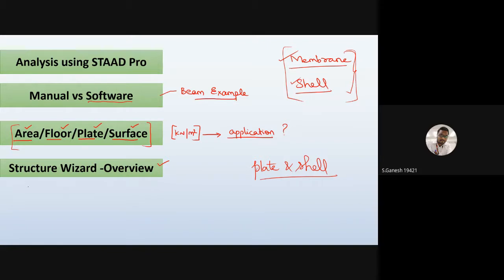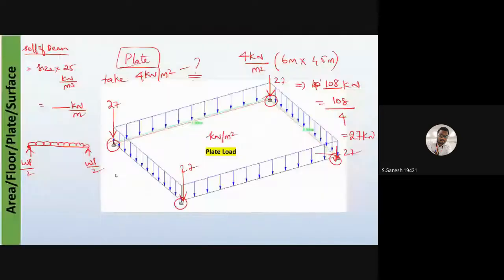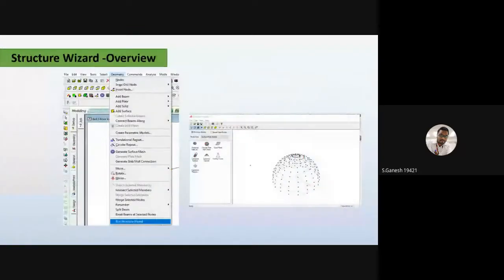Then coming to the last part today, the structure wizard overview. So what is the structure wizard? It's a set of predetermined structures, the pre-inputs. You can directly give the inputs and you get various types of structures, a circular beam or arc. You can get your domes and cooling towers. It is in the geometry tab, and at the end you can get your structure wizards. Once you click on structure wizard, you can get all kinds of structures, even truss structures. All these inputs you can give over here and it will generate it.